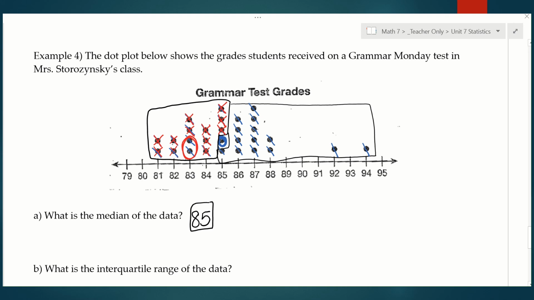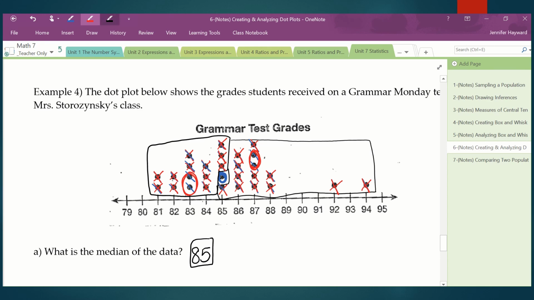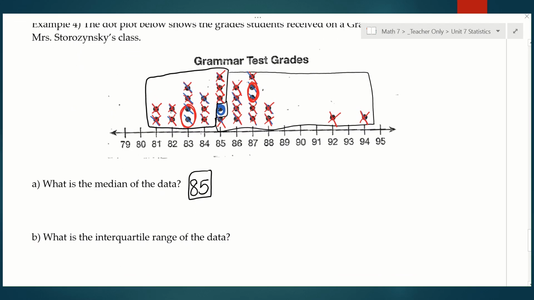Okay, let's do the same thing for the second half. I'm also getting 2 in the middle for the second half at 87. All right, so now that I know my 2 quartiles, 87 minus 83, giving us an interquartile range of 4. All right, awesome job. We have one more example.